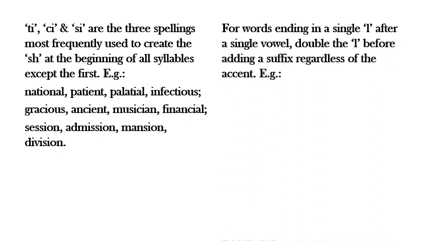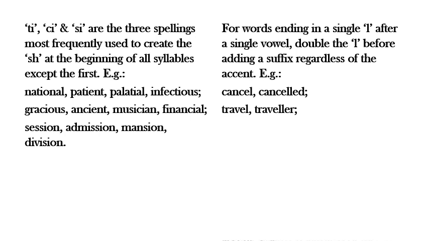Then you've got the words ending in a single L after a single vowel. Then you have to double the L before adding a suffix, regardless of accent. This one's a bit confusing. Now this one, the word is cancel. But even though the stress is not on the final syllable, it becomes doubled. This is because it's going back to Old English. So now it becomes cancelled, but you've got two L's instead of just one. Sorry, this is an awkward rule to learn. It doesn't make sense. It just is.